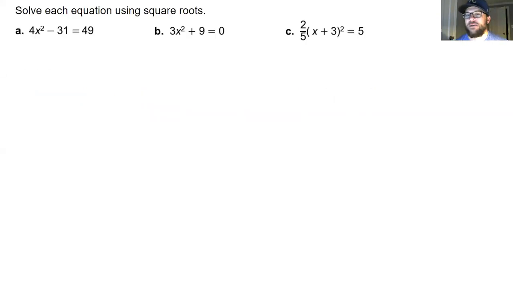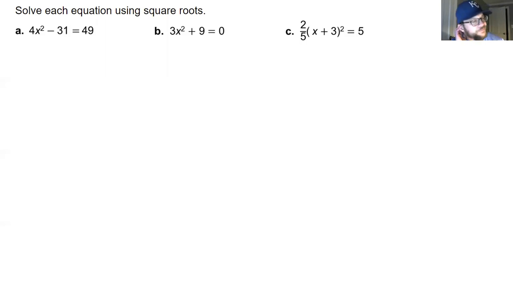So the first method you should always be checking whenever you're solving algebraically is to just use your reverse PEMDAS to get your x by itself. PEMDAS forwards is how you combine like terms. PEMDAS backwards is how you solve and isolate your variable.